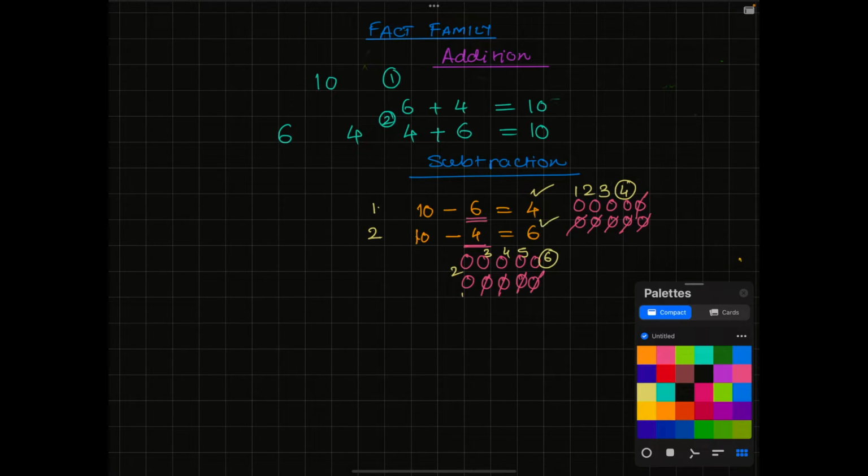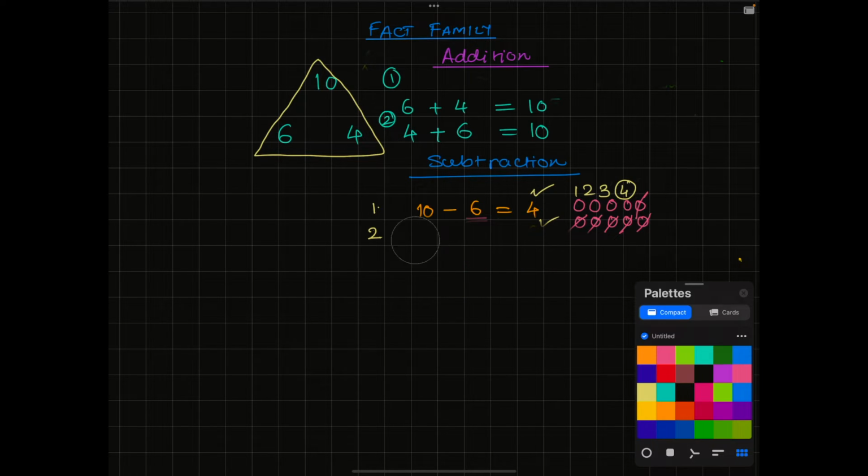So this also checks. So these are the 4 facts that we can derive from these 3 numbers. This is the fact family because we can derive 4 equations from these 3 numbers. That's why it's called a fact family, because there is a connection between these 3 numbers. Let's take one more example before we conclude.